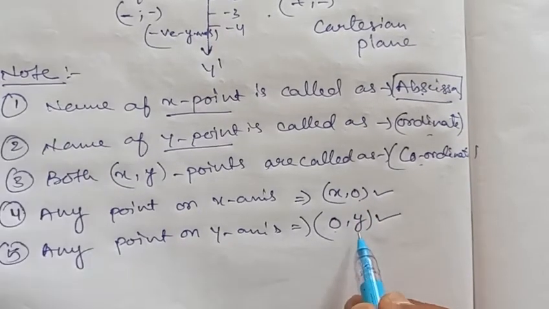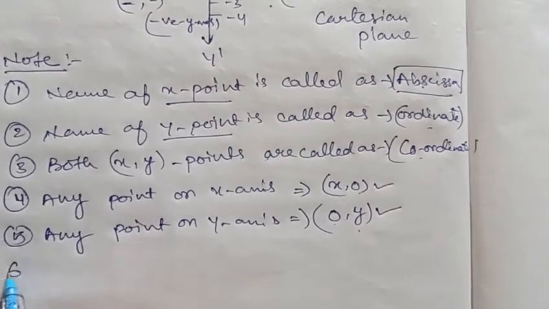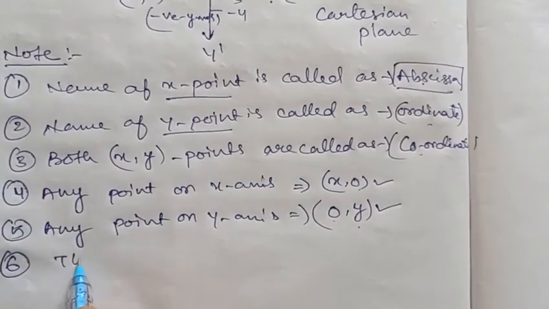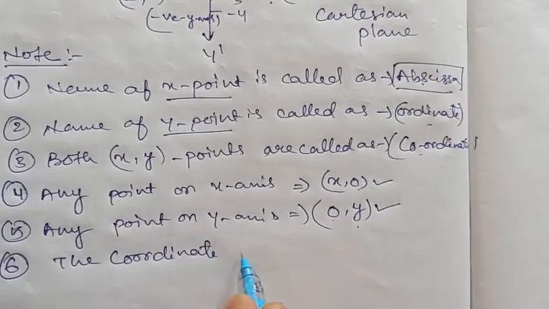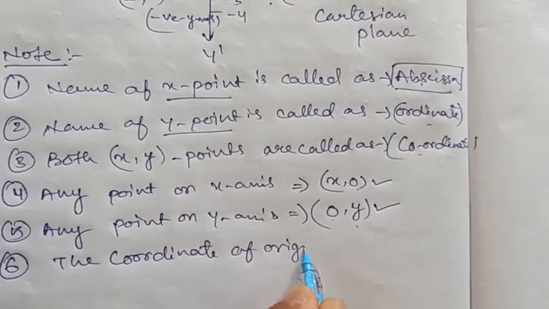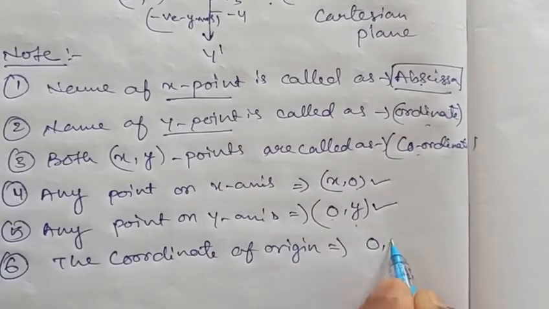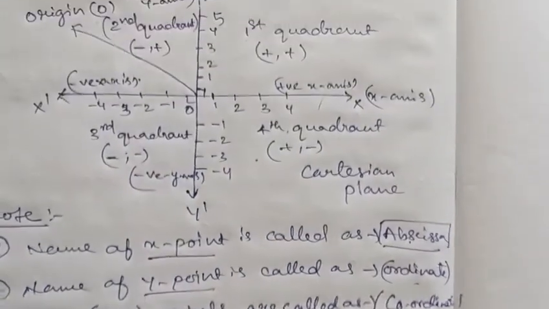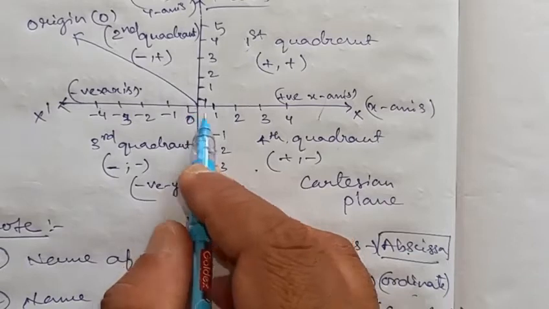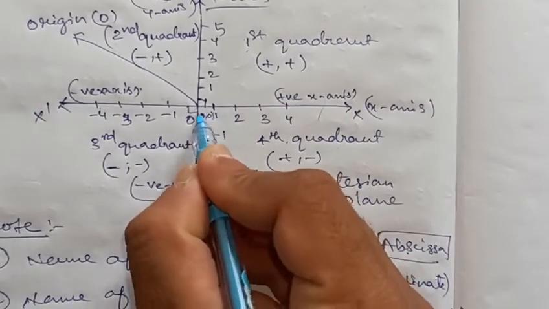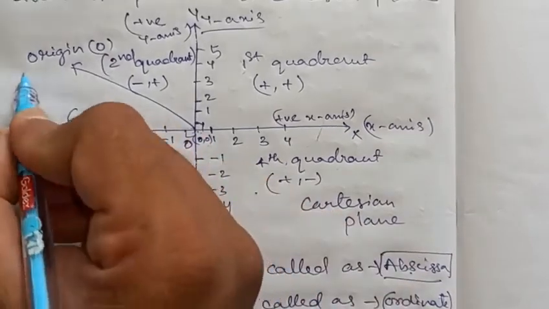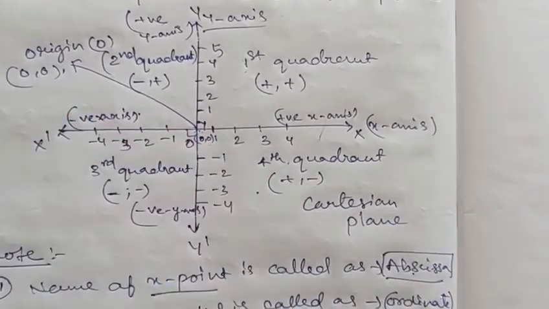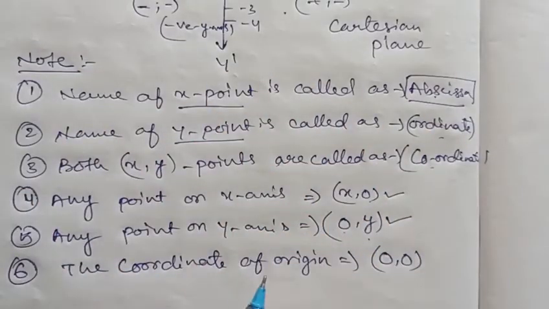Last is the coordinate of the origin, which is 0 comma 0, because at this point both x is 0 as well as y is 0. So this point is taken as 0 0. The point of origin is 0 comma 0. These are the important things which you have studied already in the previous class.